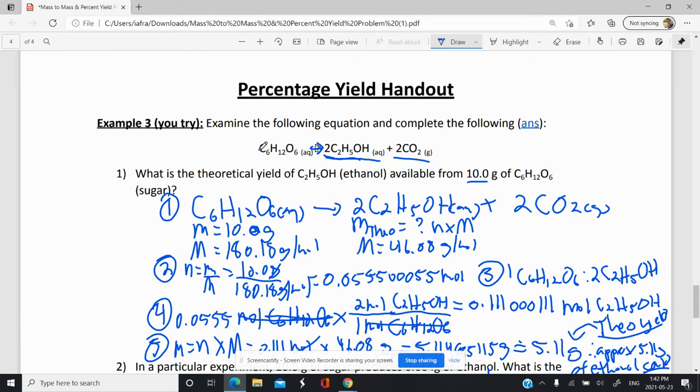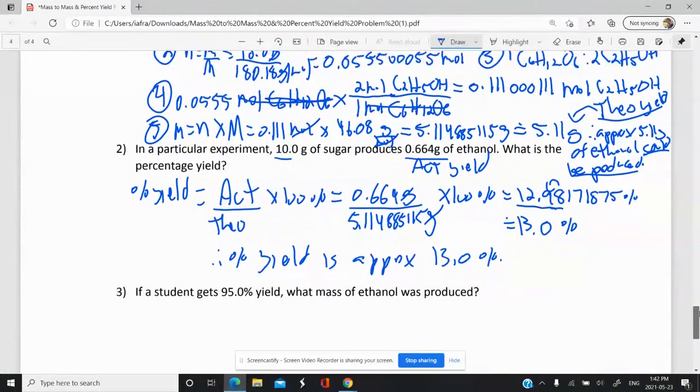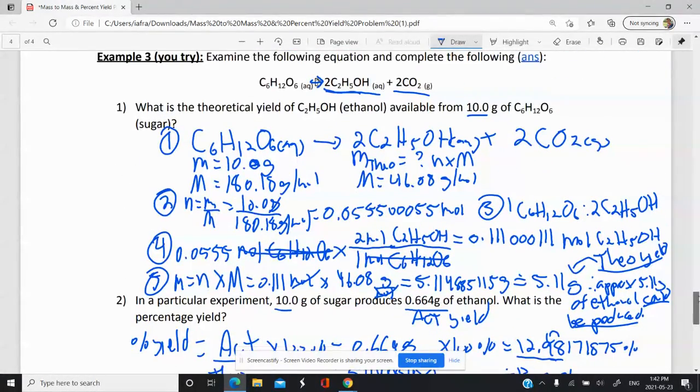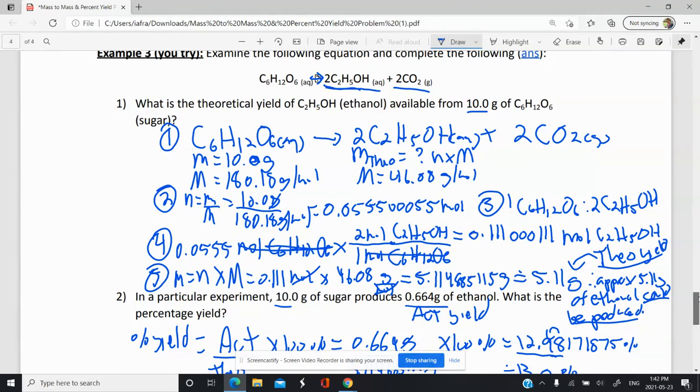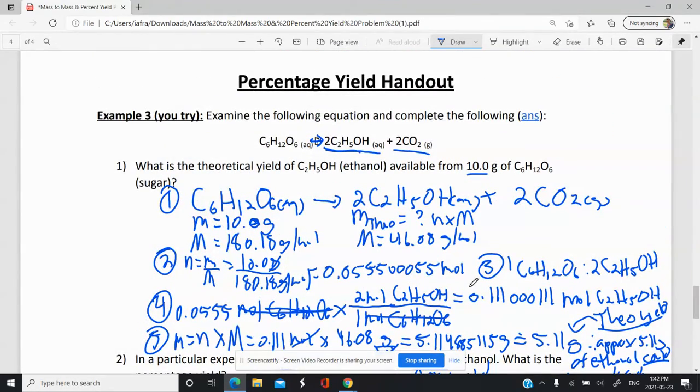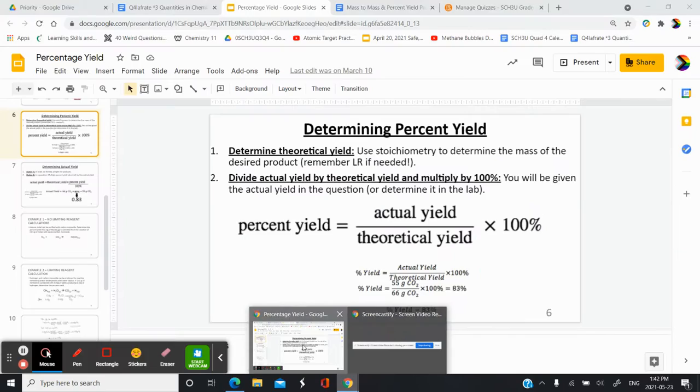Maybe we had impure reactants. So there were a variety of things that could have led to such a low percent yield. Let's just double check the answer. I'm not sure if that's reasonable for this reaction.